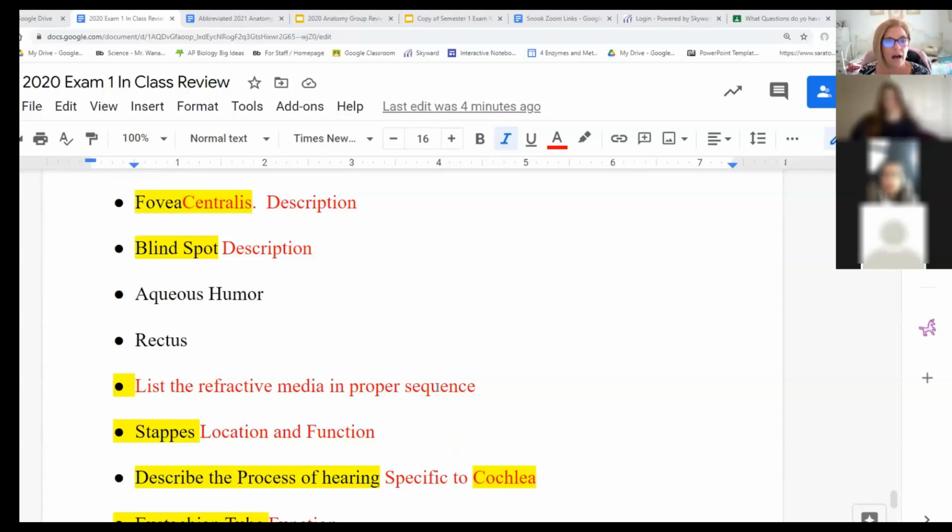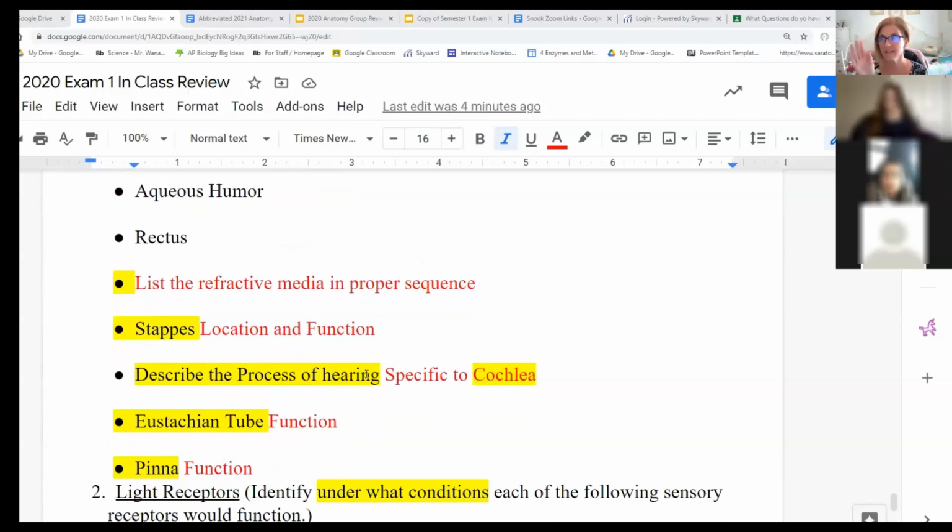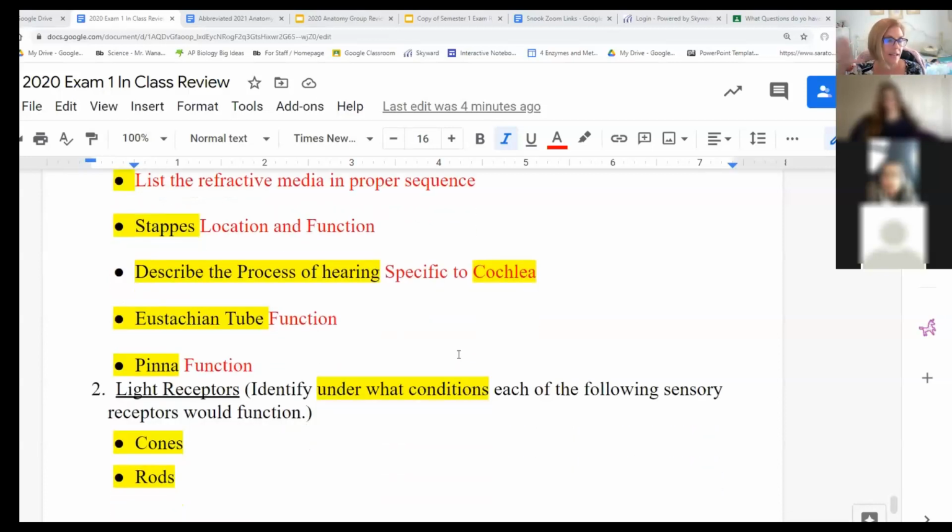You guys got it. Stapes, that is the last of your 3 ossicles of the middle ear. Location, function, presses on that oval window to transmit the vibrations. When describing the process of hearing, you're specifically talking about the cochlea and the hair cells within the cochlea. So the hair cells are pressed by the fluid, and then the signal will be sent. The eustachian tube, the diagonal auditory tube, its job is equalization of air pressure. The pinna, the fleshy part of the ear, its job is to capture and direct sound waves.